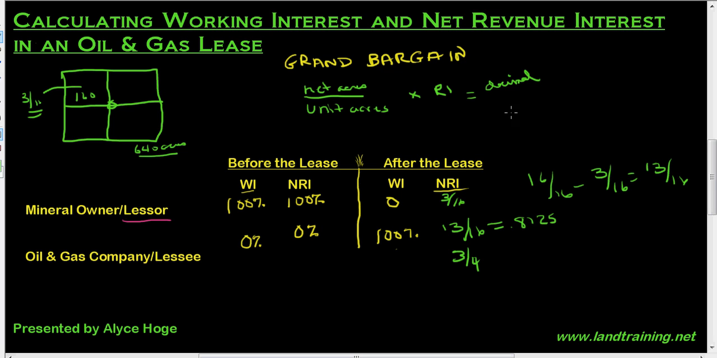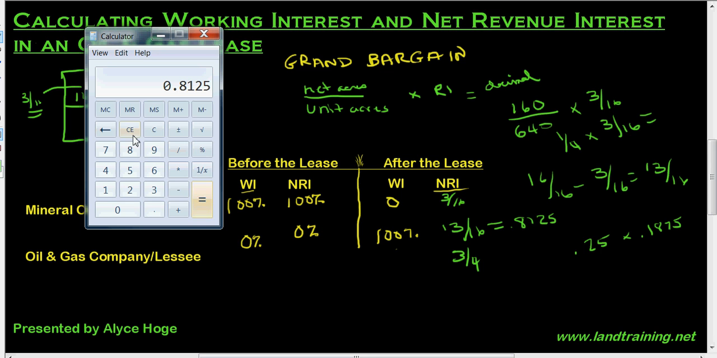If we look at this one, the net acres is 160, and the gross acres, or the acres in the unit, is 640. I can just look at this chart right now and tell you that's 1/4. So I'm going to multiply 1/4 times this 3/16. If we do the fraction, 1/4 times 3/16, that's going to give us 0.25 times 0.1875, and let's see what that comes out to.